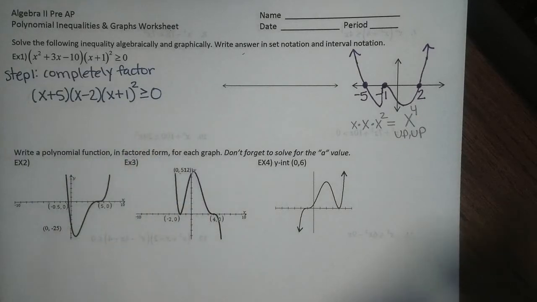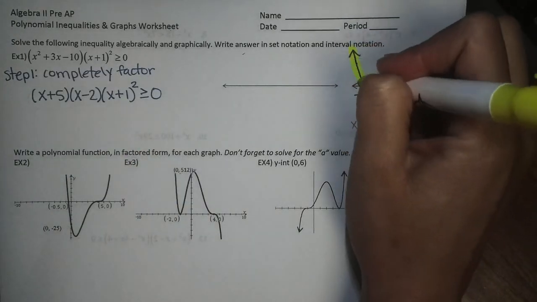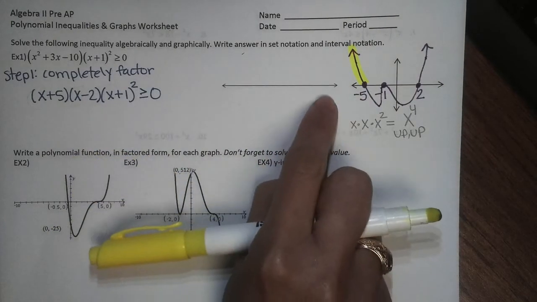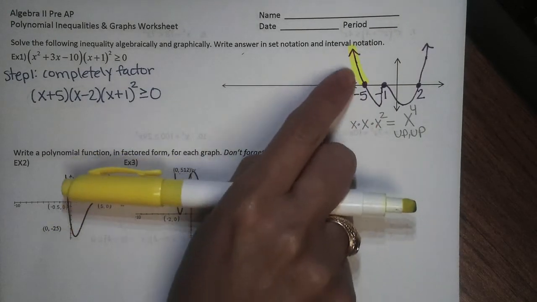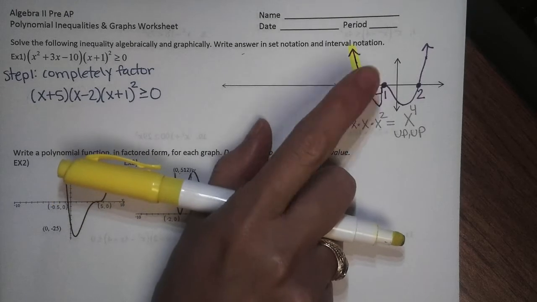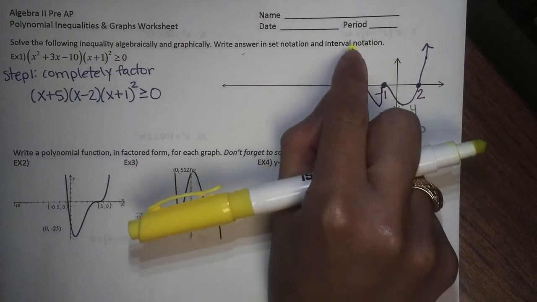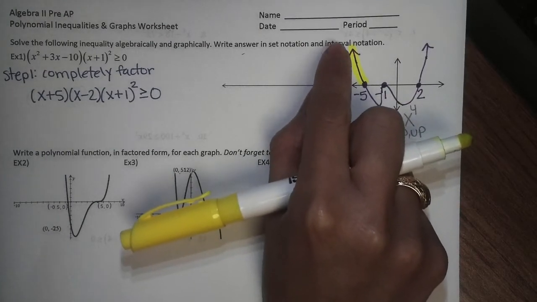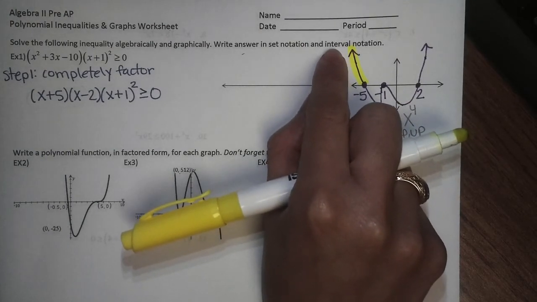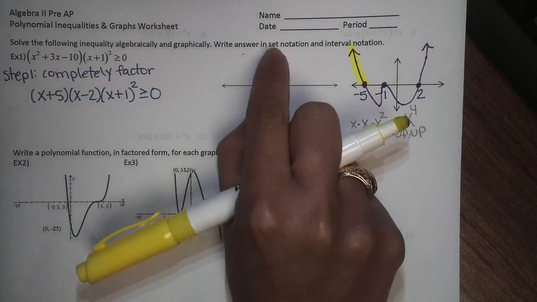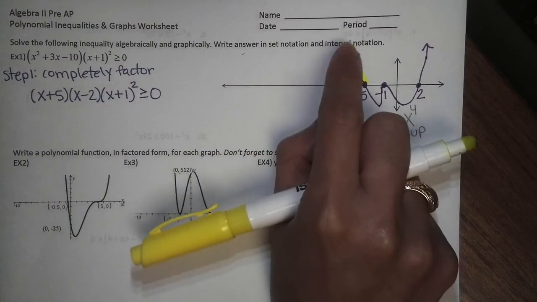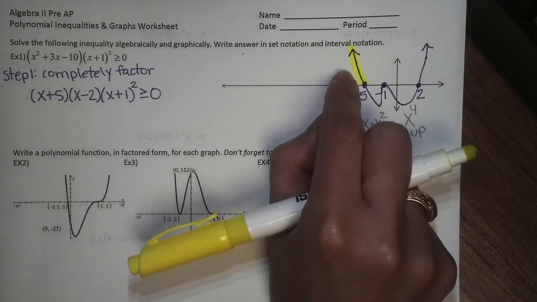So definitely this little area here before -5, your graph is above the x-axis. So that's going to be part of your answer. We're going to write our answer in interval notation because that's what I ask you to do on the progressive test. You should practice set notation, but we're going to go with interval notation for now because that's what you need to do on the test next week.